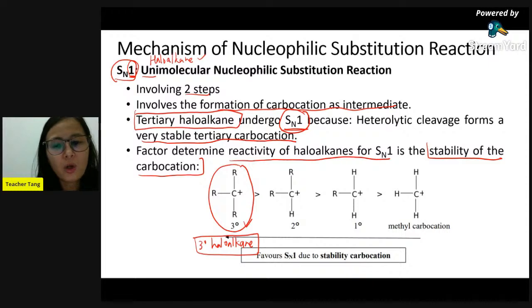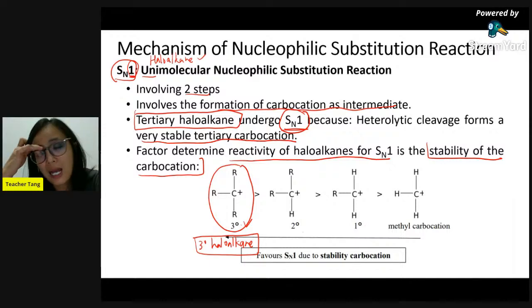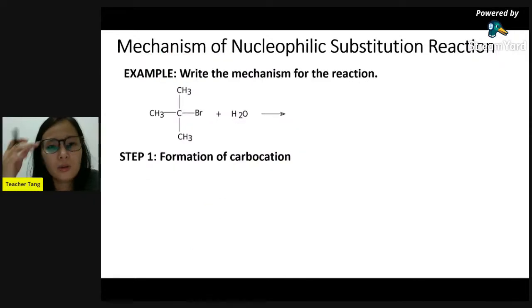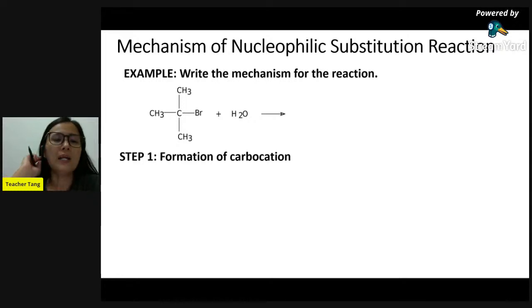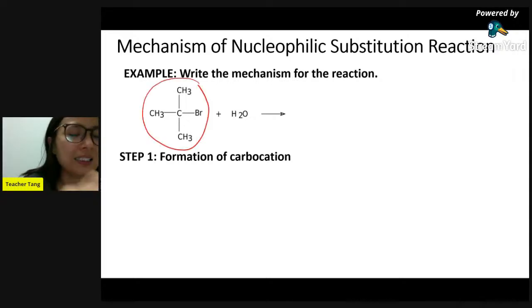The reactivity decreases from tertiary haloalkane to methyl halide because the stability of the carbocation decreases from tertiary carbocation to secondary, primary, and methyl carbocation. So now, shall we move on to look at the reaction mechanism? Before we look at the mechanism, step number 1, we need to look at our haloalkane. What class is this haloalkane?